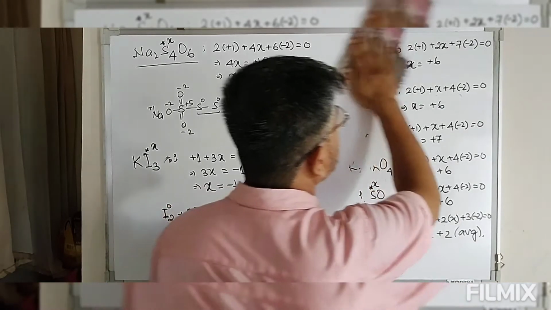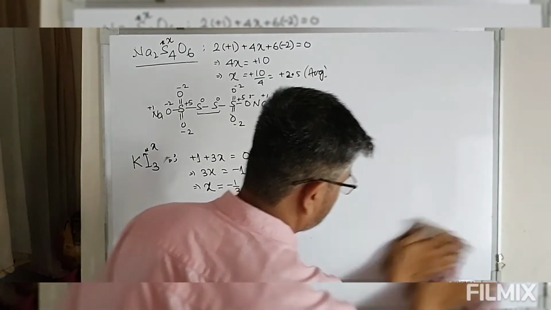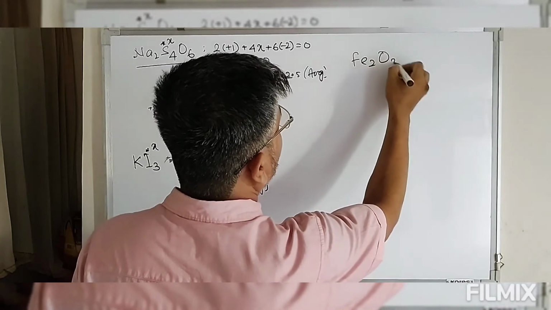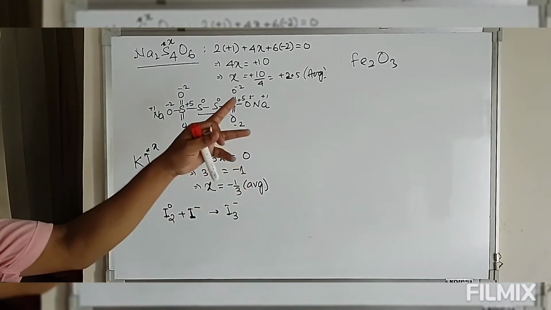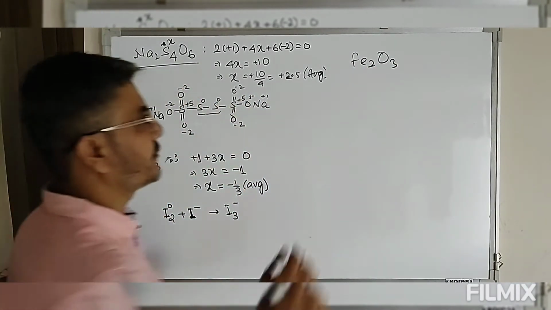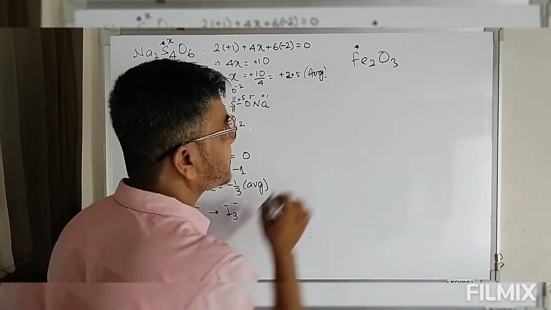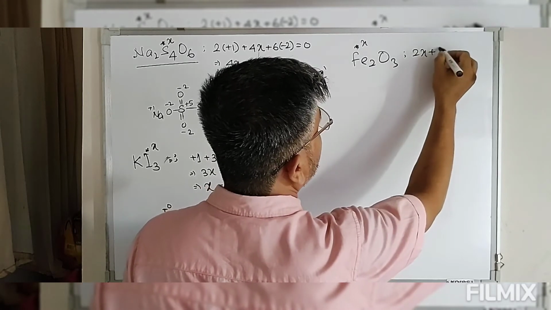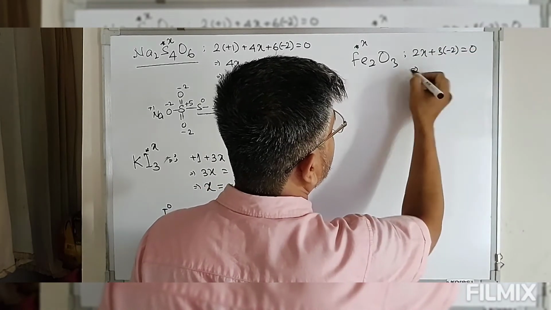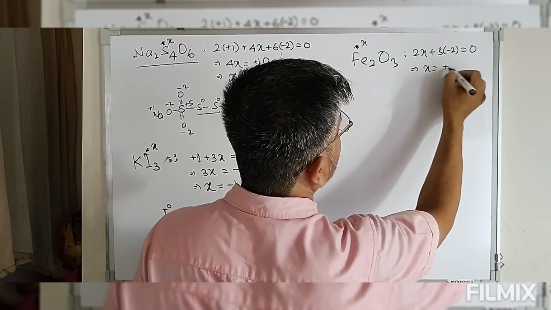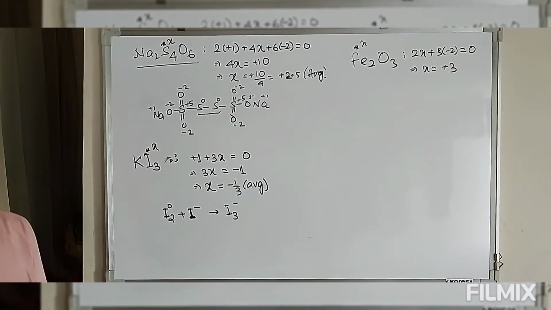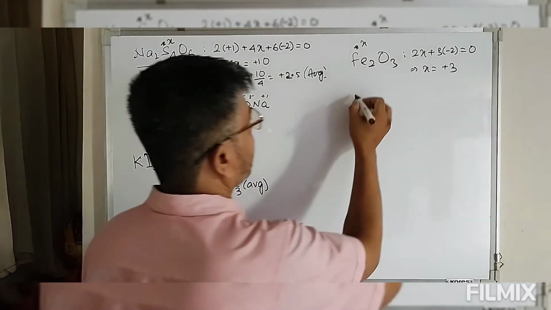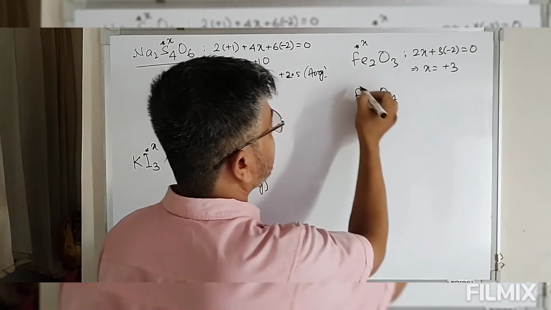Let's find some other oxidation states. Fe2O3, we'll find the oxidation state of Fe. So let's suppose this is X. 2 times X plus, this is oxide, 3 times minus 2 is equal to 0. So therefore X is equal to plus 3. So this is known as ferric oxide. The oxidation state of iron in this is plus 3. Let's find the oxidation state of iron.